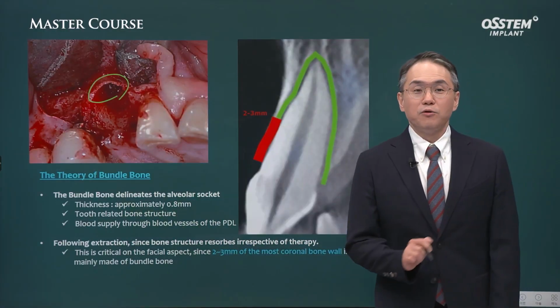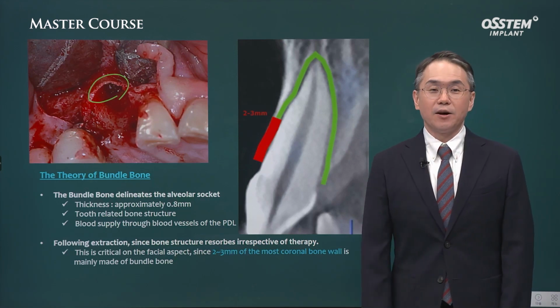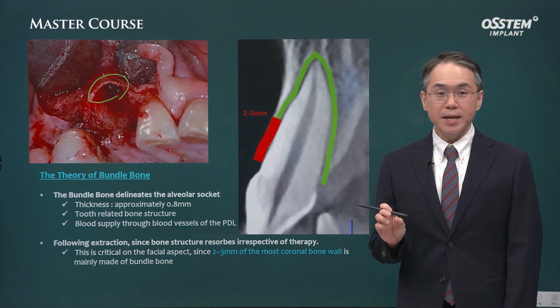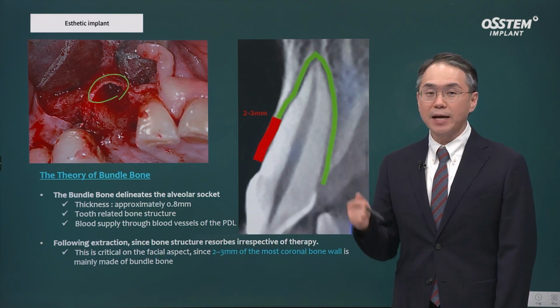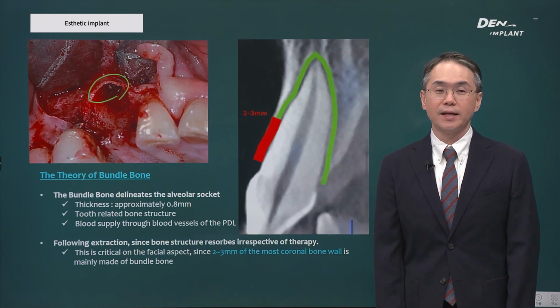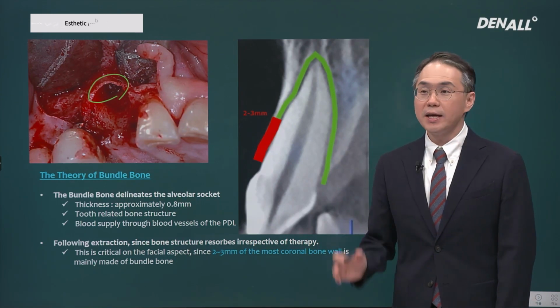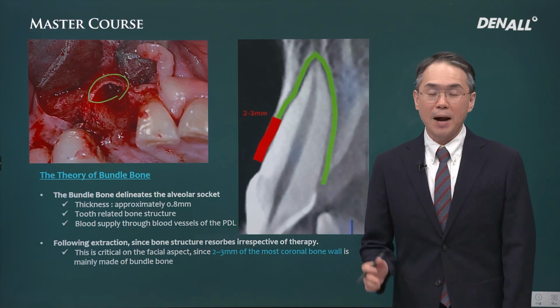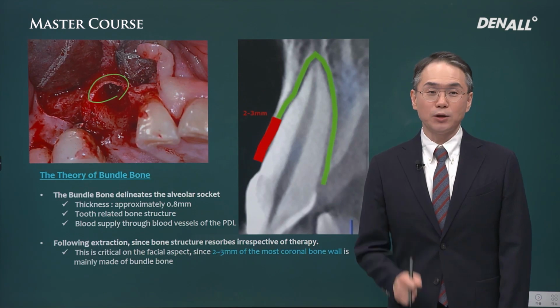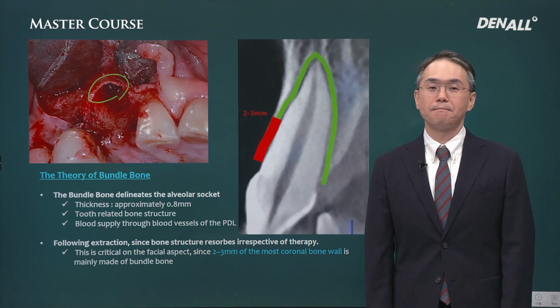We also need to consider resorption of the labial plate. Jumping distance is 2 millimeters. If the gap is smaller than the jumping distance, you don't need to do grafting. However, we also need to consider resorption of labial bone clinically, as we all know, because of bundle bone theory. The bundle bone is less than 1 millimeter and surrounds the extraction socket, and after loss of PDL, because there is no blood supply, it becomes resorbed.